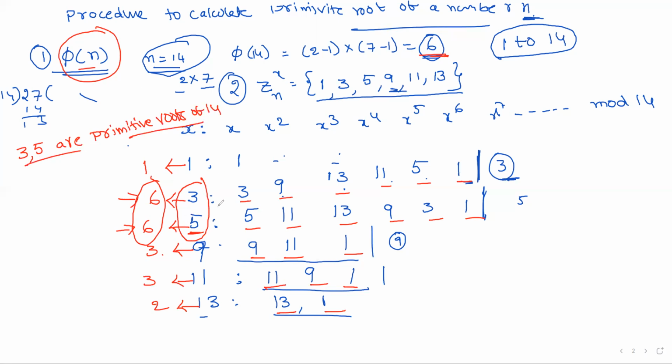Simply calculate these powers with mod 14. Stop the process whenever the same element is repeated, and find out the distinct element order. If any element order is equal to phi of n, that element is considered as a primitive root of 14. Okay, this is the procedure. Now I will consider one more example.